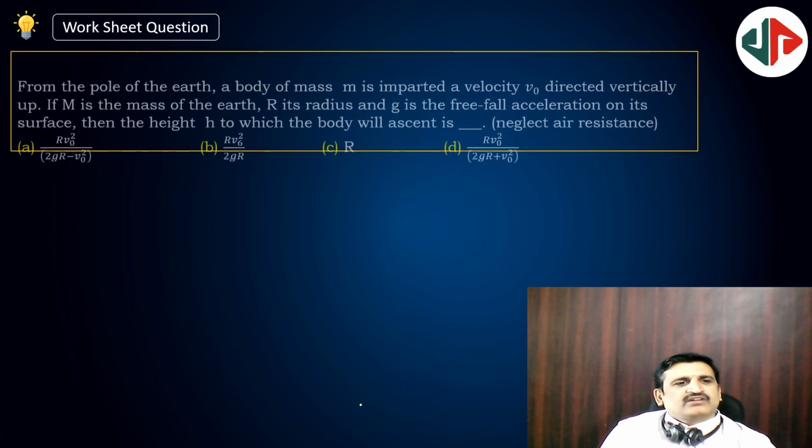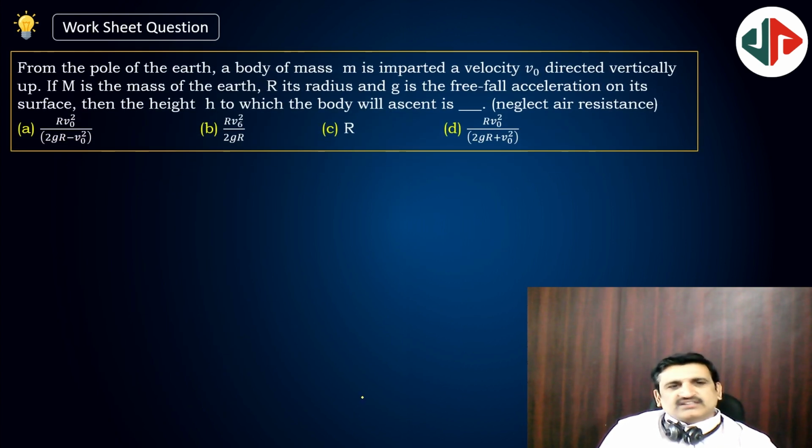Next. From the pole of the earth, a body of mass m is imparted a velocity v0 directed vertically up. If M is the mass of the earth, R is the radius, and g is the free fall acceleration on its surface, then the height h to which the body will ascend is... don't say that h is equal to u square by 2g, because the g value is not the same as it goes up and up. So we need to think about the law of conservation of energy. In that aspect we have to answer this question.